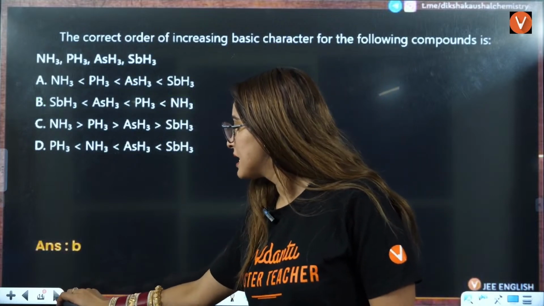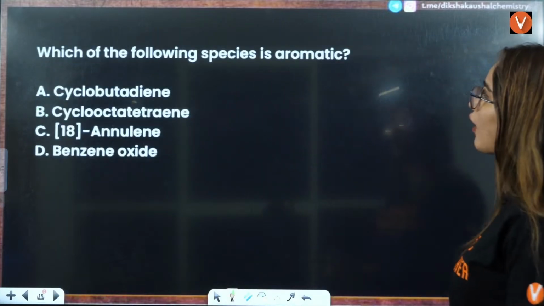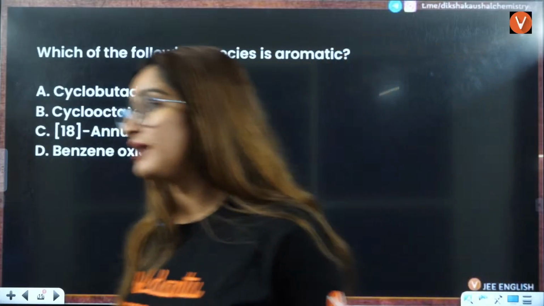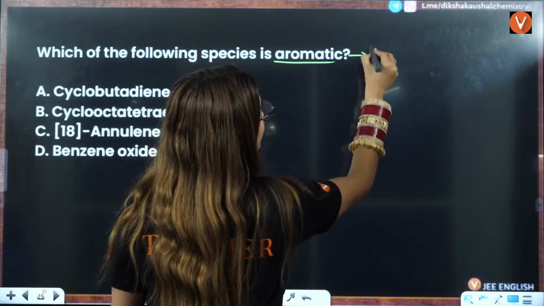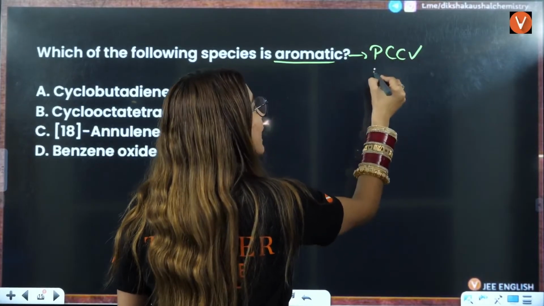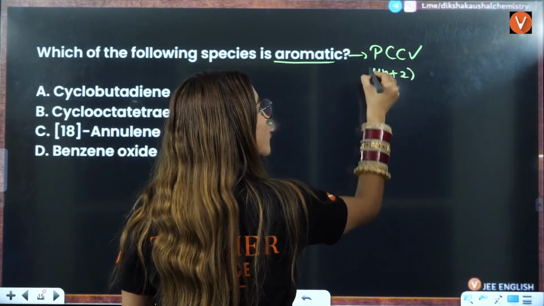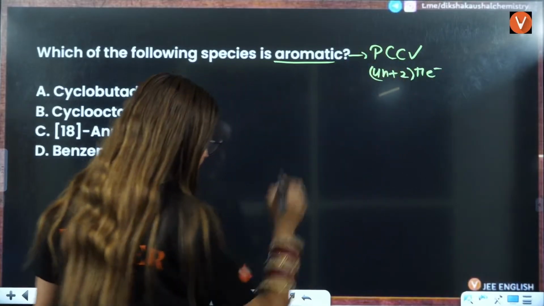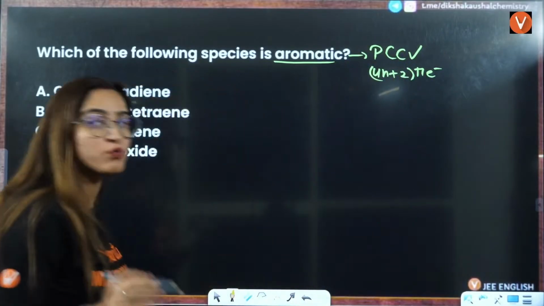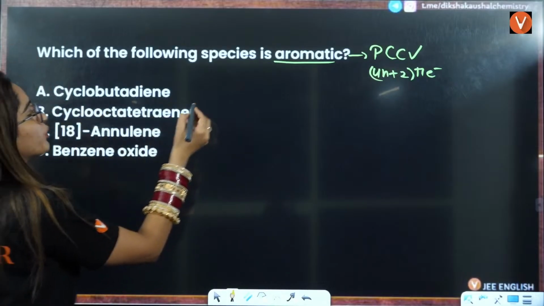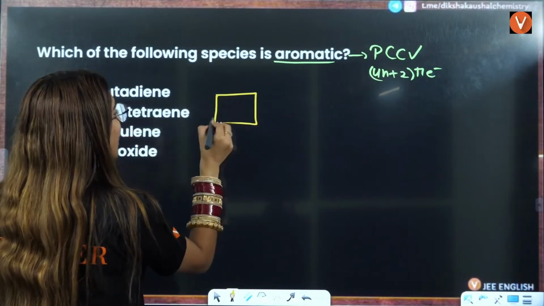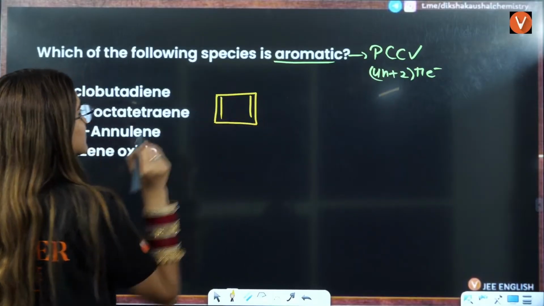Okay. Next is, which of the following species is aromatic in nature? Okay, for aromatic, what you should know is that it follows planarity, cyclic conjugation, and it has 4n plus 2 pi electrons here, right? So for that, what you are going to do, everybody let me know in the chat box. This is cyclobutadiene. This is having two dienes here. Okay.